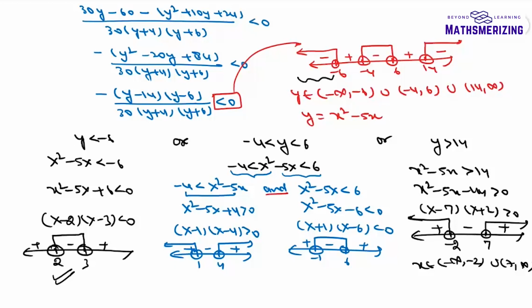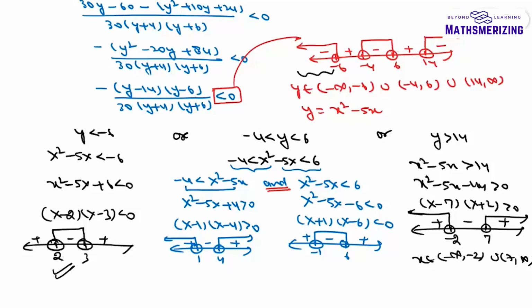Now because there is an AND condition, I'll need to take the intersection of the two solutions. So I'll plot both the solutions on the same number line. So the first one is less than 1 or greater than 4, and the second one is it should lie between minus 1 and 6.